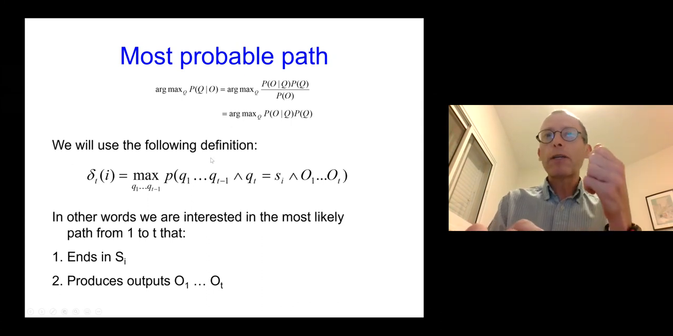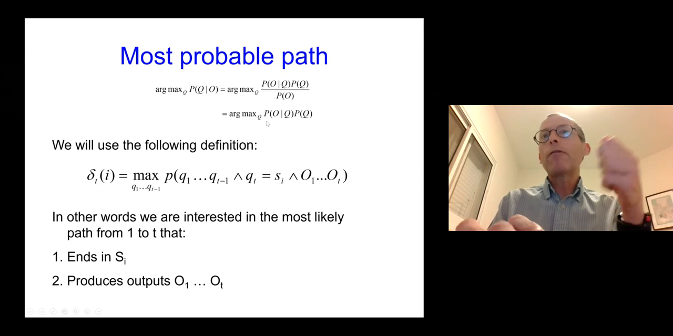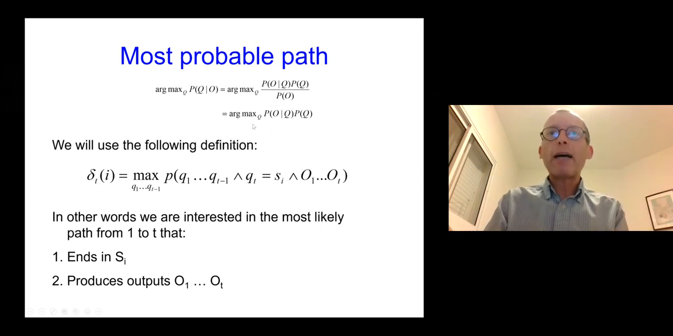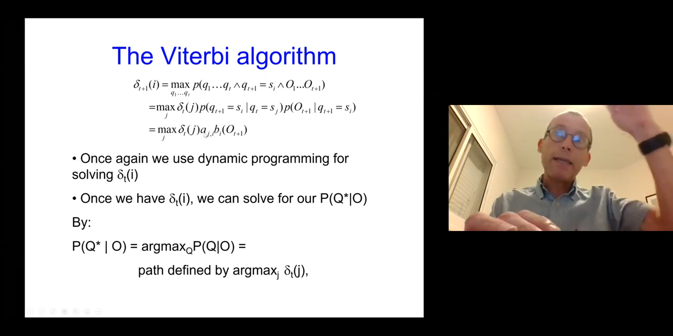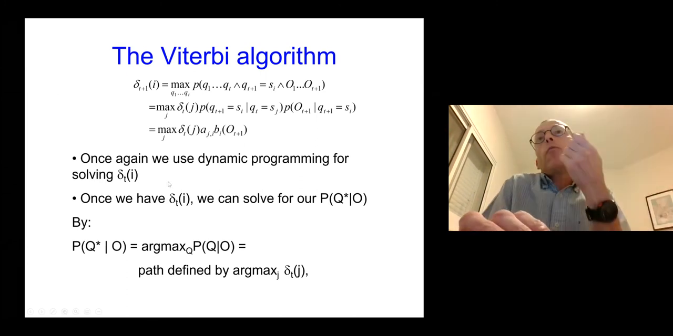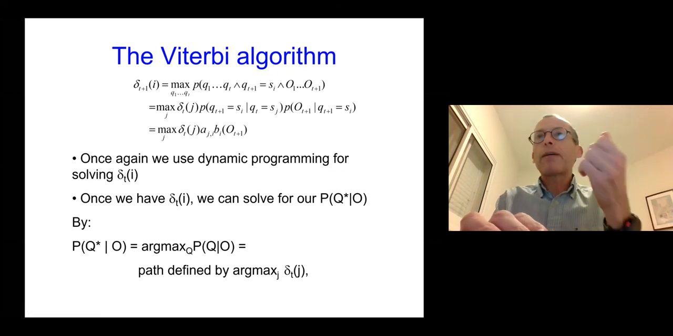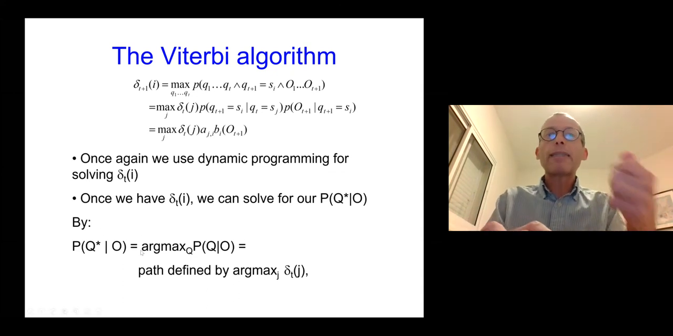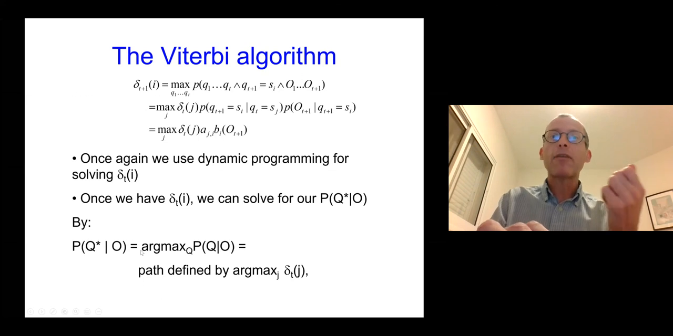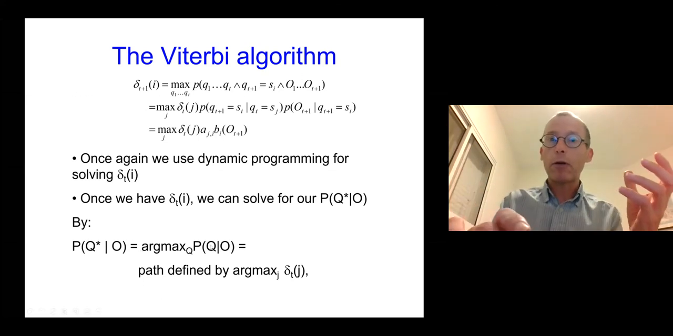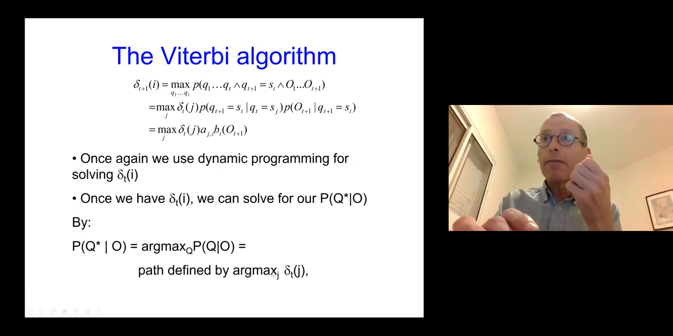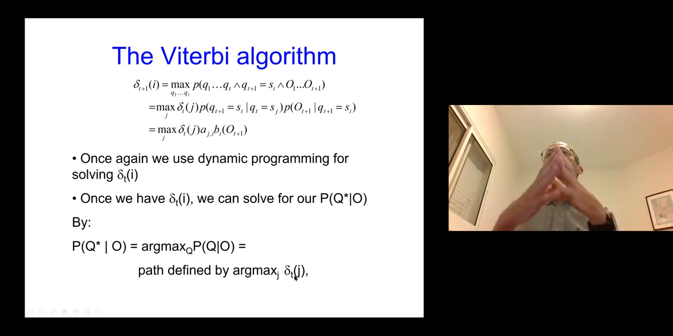So if we arg max over this, which is what we are doing here, we will find the best Q. Now, how do we find the arg max over this? If we compute all the values up to T, up to big T, then there is going to be a state, maybe multiple, which will lead us to the highest value of P of O and Q, which is what we need to find P of Q given O. So we find the J that maximizes delta T of J, where T is the last time point. Once we find that J, we know that this is the last state.